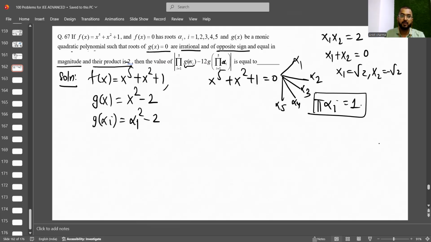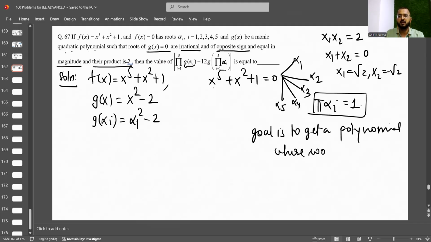So alpha I, I do not know what it is, but I know it satisfies this. That is alpha I power 5 plus alpha I square plus 1 is equal to 0. So that means if by some method I can construct a polynomial whose roots are g of alpha I, so that we can find out their product.